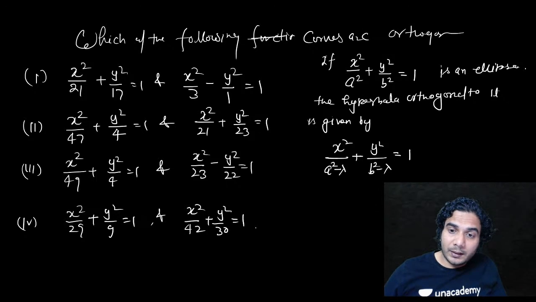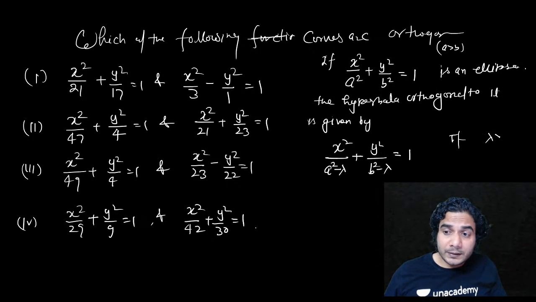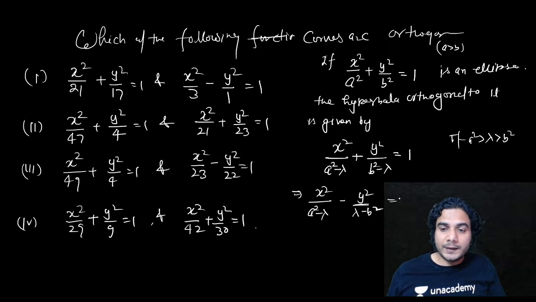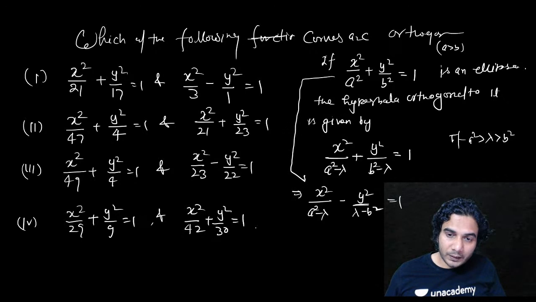But if lambda, let's say a is more than b, okay? If lambda is more than b square and less than a square, then actually this number b square minus lambda will be negative, and you can write this equation as x square upon a square minus lambda minus y square upon lambda minus b square is equal to 1. This is a hyperbola. This hyperbola will be orthogonal to the given curve.